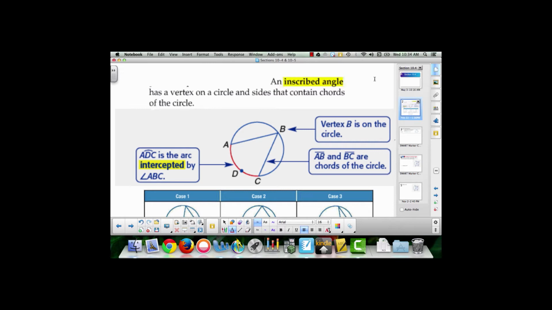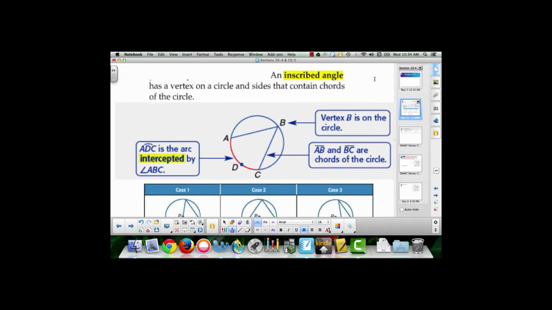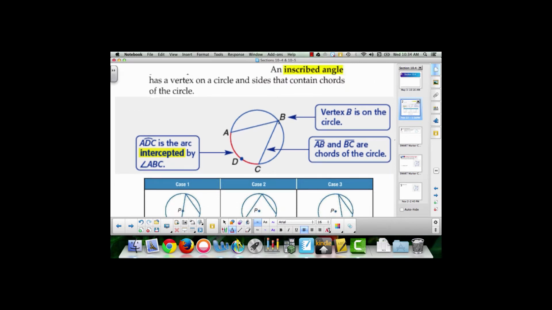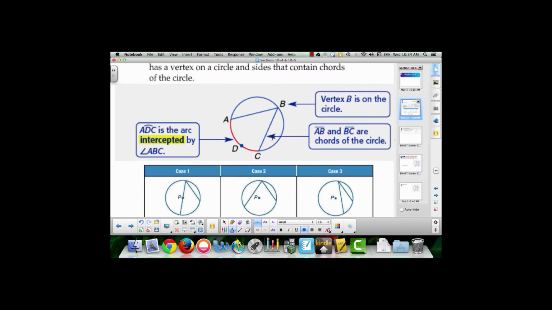Remember that we've already talked about a central angle. A central angle is an angle whose vertex is the center of the circle, and the sides of a central angle are radii. An inscribed angle has its vertex on the circle, and its sides are chords of the circle. Just like a central angle, an inscribed angle has an intercepted arc, the arc made by where the angle hits the circle that is inside the angle.